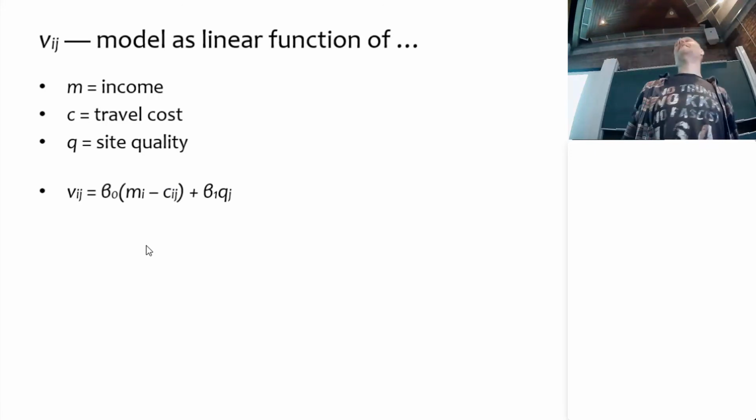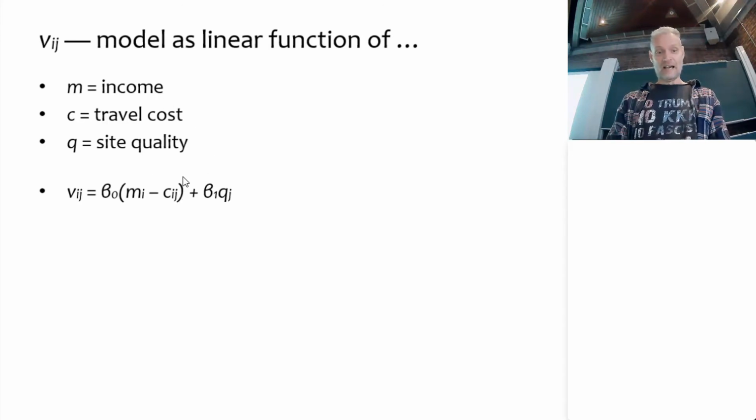If you think back to me making recreation a standard good, we have this perfect fungibility of income and expenditure, right? So that implies that the coefficient on income and travel costs should be the same, right? That is the implication of making recreation a standard good. So the V becomes a linear function of income minus travel cost and site quality, right?